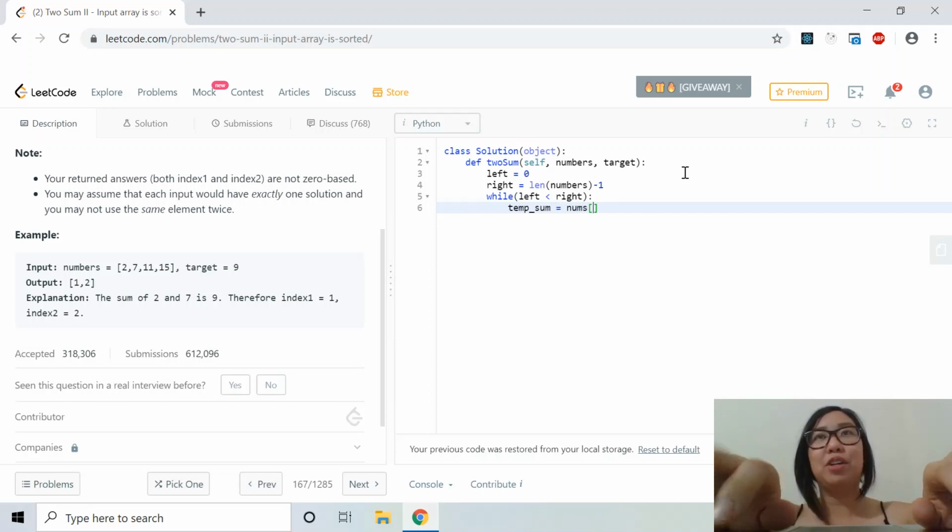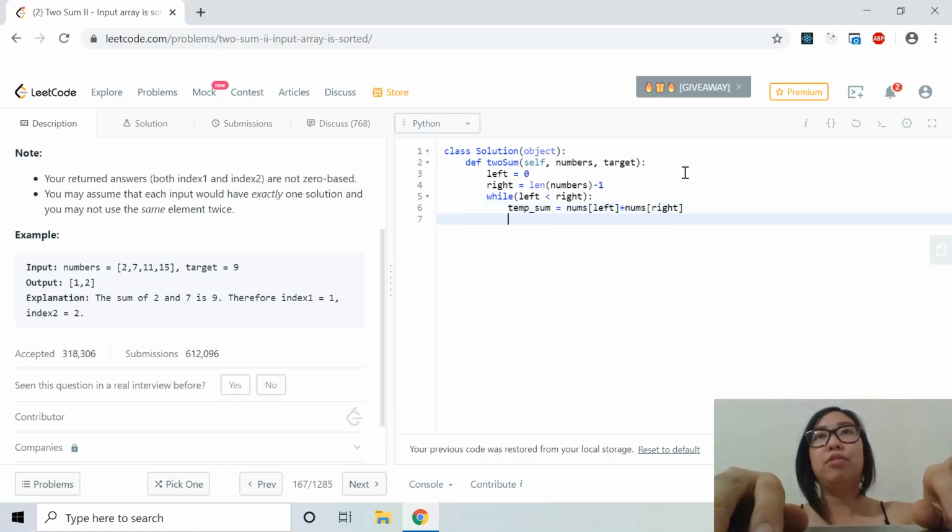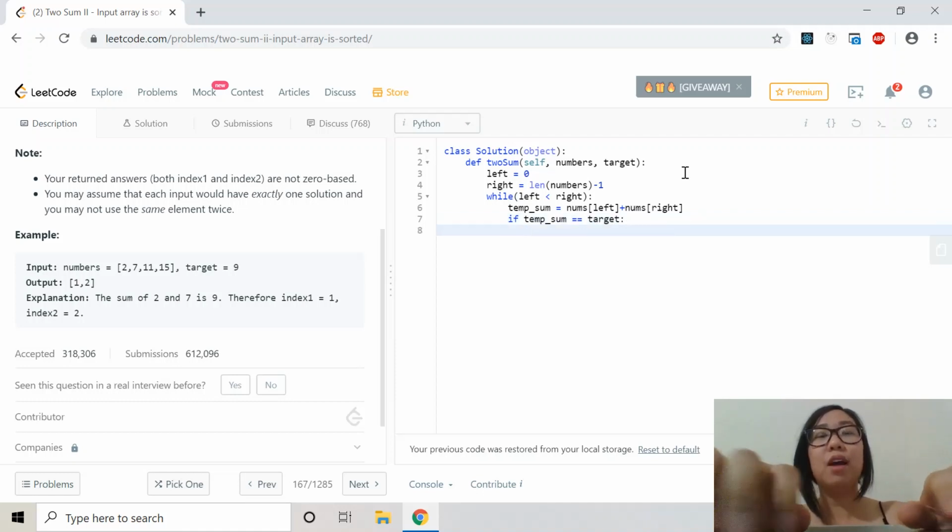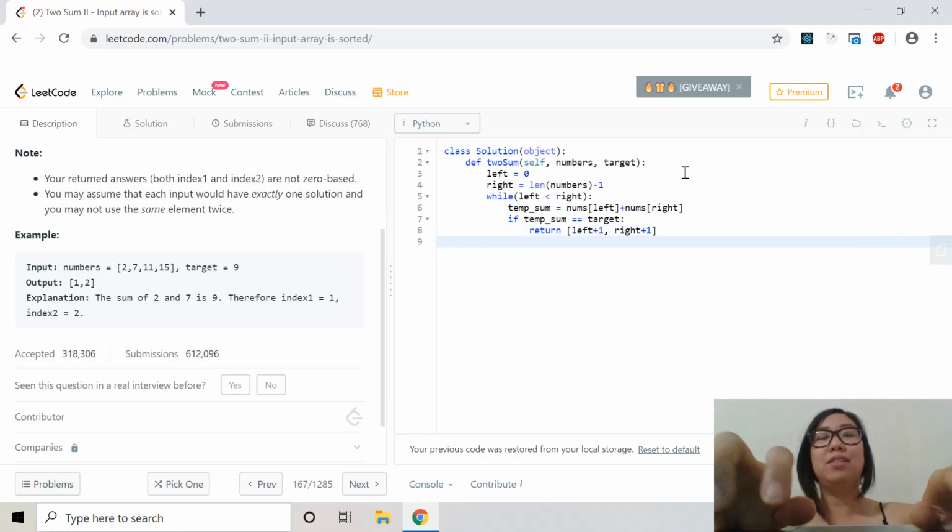And the temp sum is going to be the number at the left plus the number at the right. And after that, I will see if the temp sum is equal to the target. And if it is, I would just return it. But I would have to add 1 to both of the pointers, because this is not zero-based. So I'll add 1 to it.